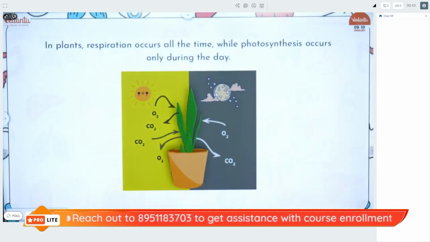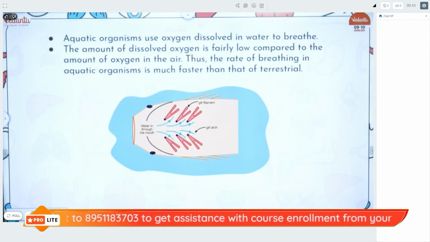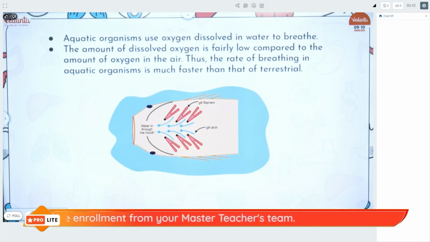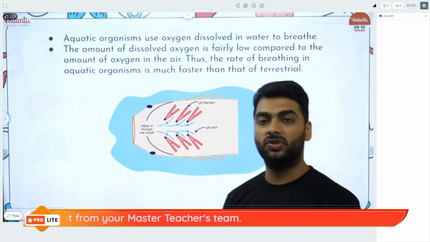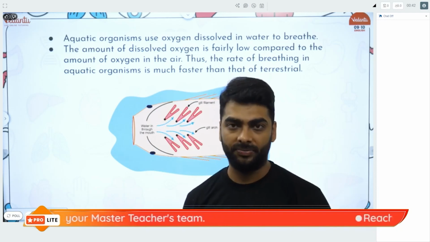Okay? So with this we move ahead, and aquatic organisms use oxygen that is dissolved in water, because the amount of oxygen in water is pretty less as compared to air, so they have to breathe faster so that they can take in more and more.